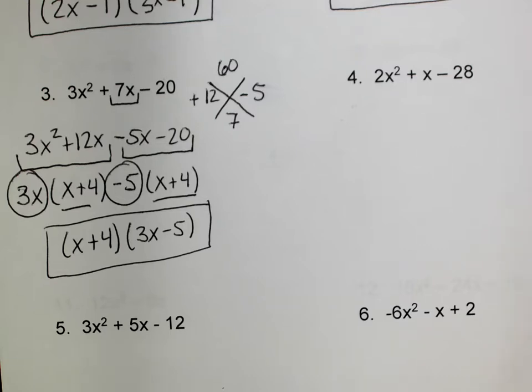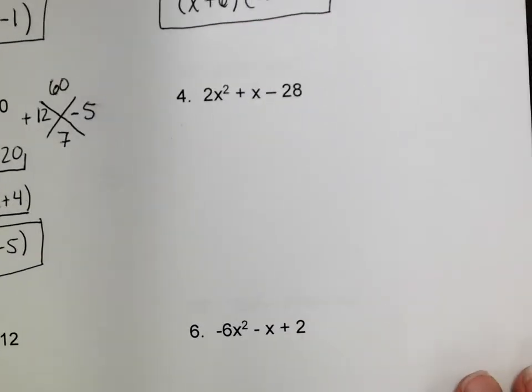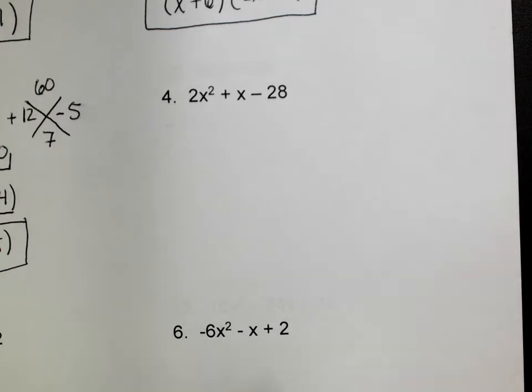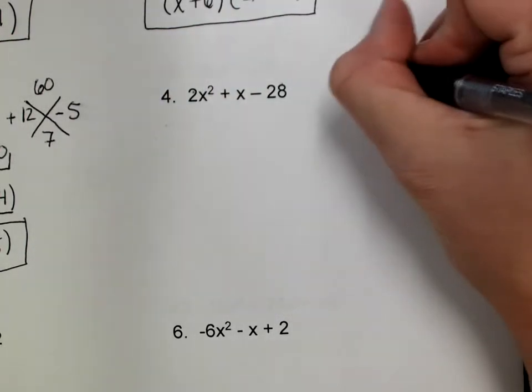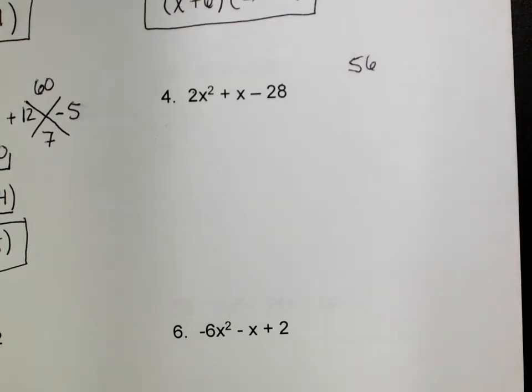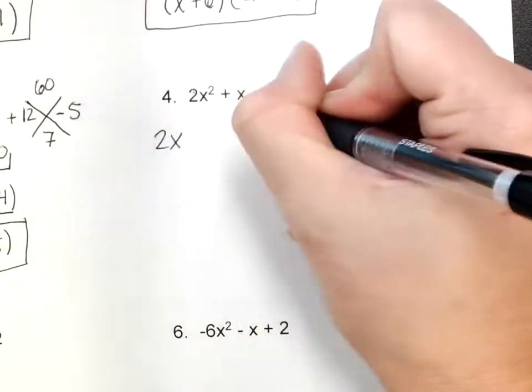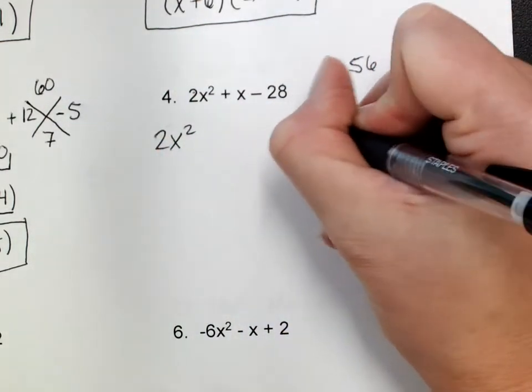Okay? Same thing here in question number 4. Step 1, I'm going to multiply these together. 2 times negative 28 is negative 56. Okay? I'm going to skip the x method this time, and I'm just going to go straight to our grouping. So again, 2x goes in front, 2x squared, then minus 28 in the back.